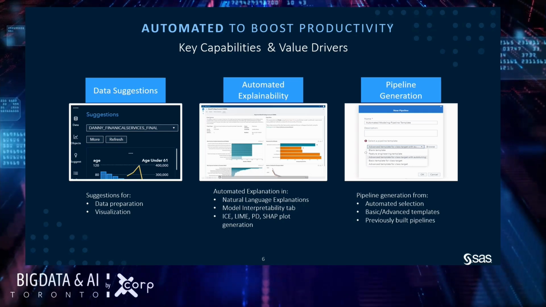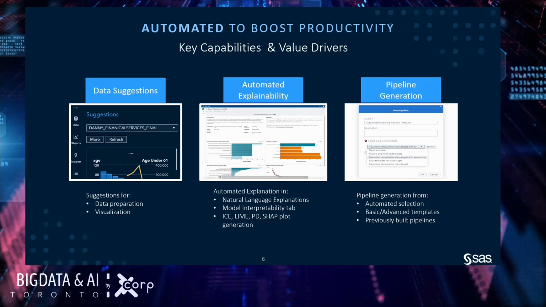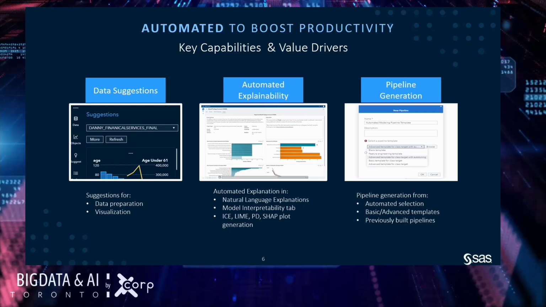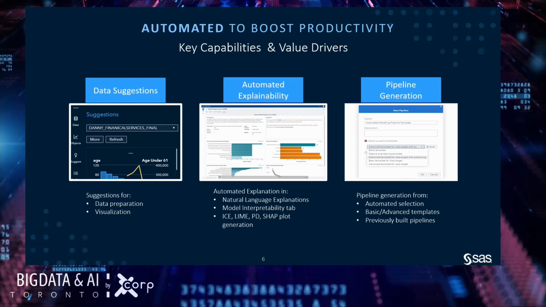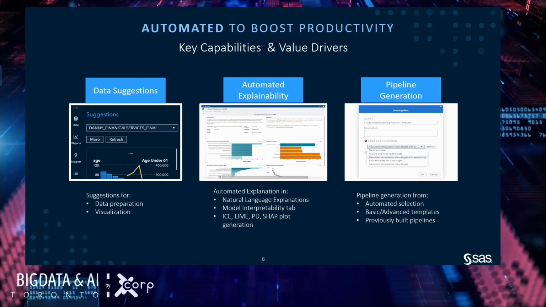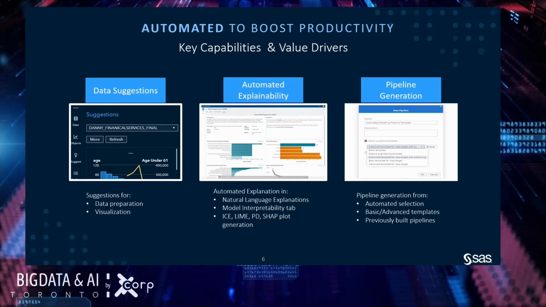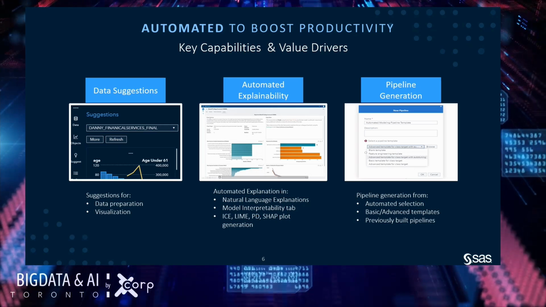Next is the automated explanation charts, which tell you what your data says or what your model says, and it gives you a detailed report of its findings in natural language, as well as many plots such as line plots, ICE plots, PD plots, any of the ones that you need. They'll be there and ready to go.